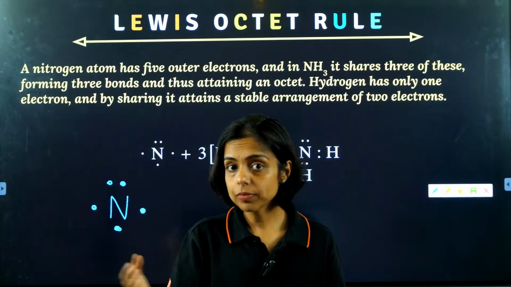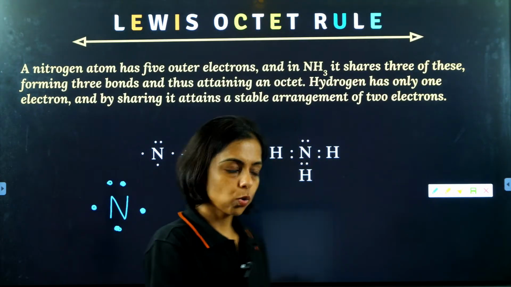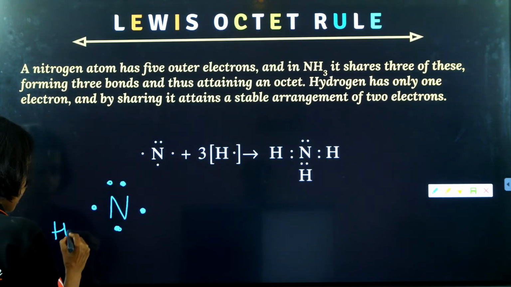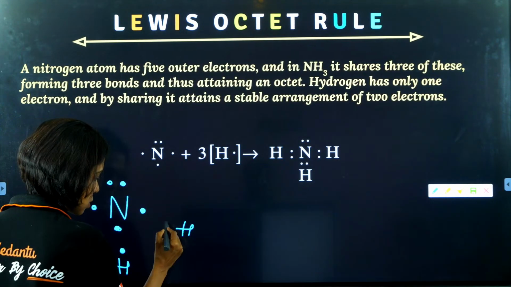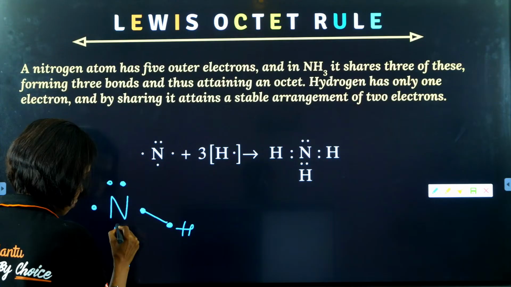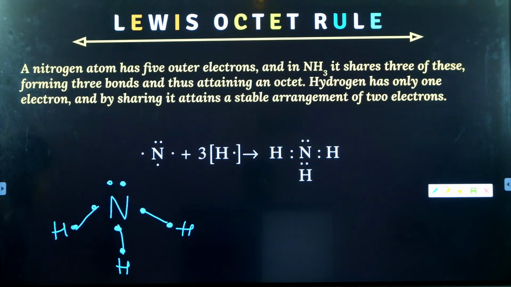Now what will it do? It will make bonds with hydrogen. Each hydrogen will form one bond. These are 3 hydrogens, each with a single electron, because hydrogen just has 1 electron. Now nitrogen and hydrogen will share their electrons.